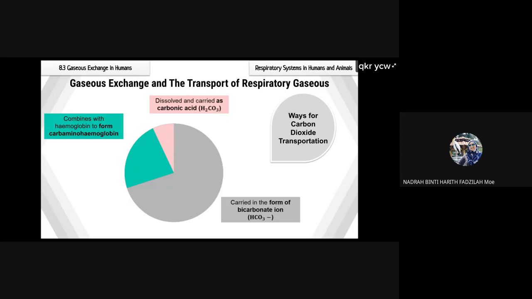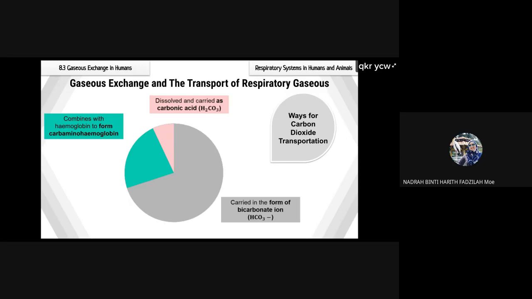Later when we learn homeostasis, the H+ component that dissociated from carbonic acid serves as an indicator for the carbon dioxide level in our blood. When a lot of carbon dioxide is produced, our blood will form a lot of carbonic acid, and this carbonic acid will dissociate to become H+ and HCO3-.